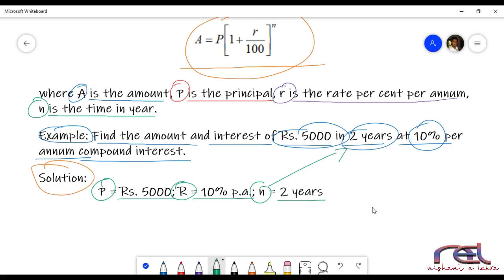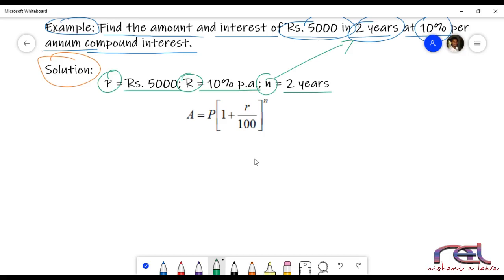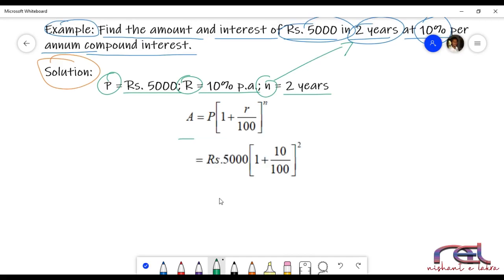Now we have to mention the formula that we'll be using. We'll be finding the amount first using the formula P into (1 + r/100) to the power n. We'll just replace the values. Principal is rupees 5,000, 1 plus r by 100, where r is 10, right? r is the rate percent, that is 10 by 100. I will just show you how to solve 1 plus 10 by 100.